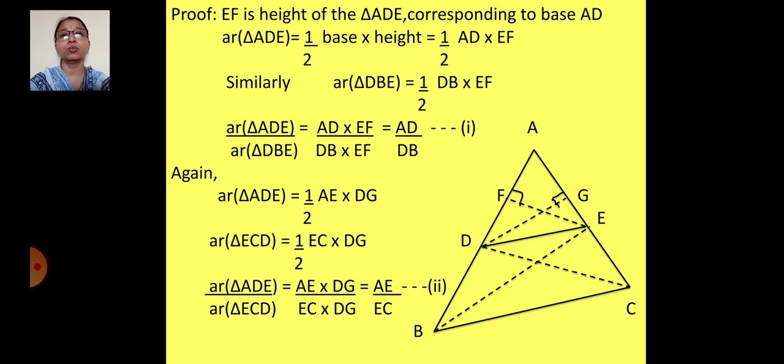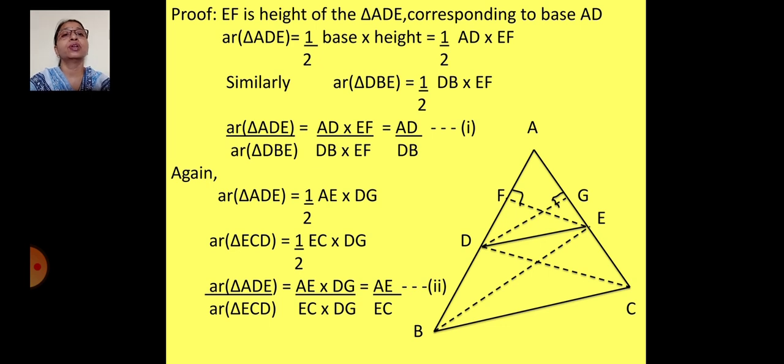You know what is the formula for area of any triangle? Formula is half into base into height. That's all. That formula you need to apply 4 times and take the ratio, nothing else. So for that, first of all, let us consider the upper triangle ADE. Take this triangle. In this triangle ADE, this EF is perpendicular to AD, right? That means AD is the base and EF is the height.